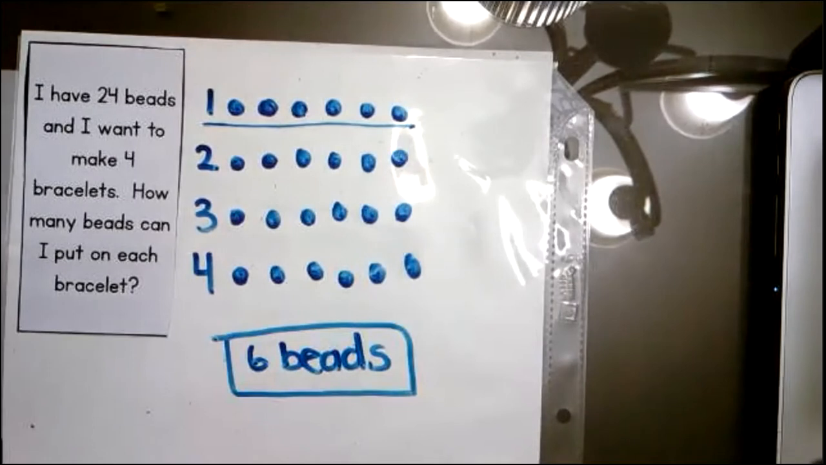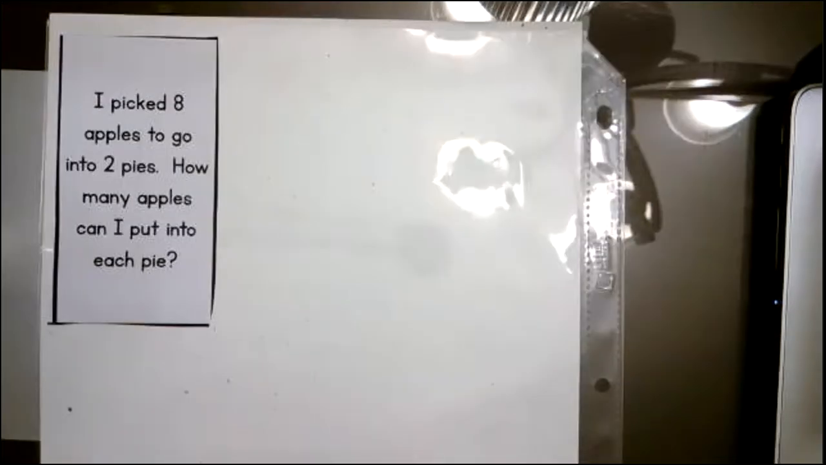6 beads that I can put on each bracelet. Great job, friends. Let's do another example. All right, friend, our next example. I picked 8 apples to go into 2 pies. How many apples can I put into each pie?